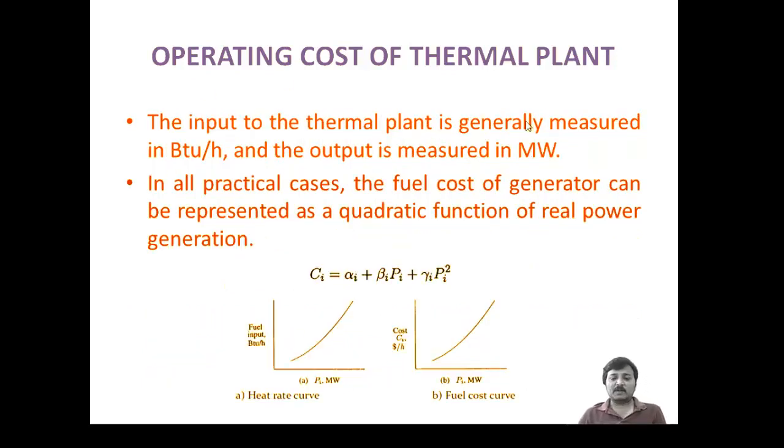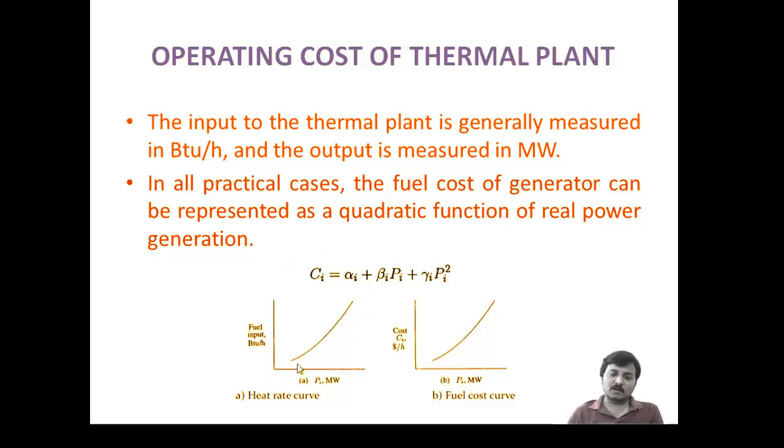So the input of a thermal plant is generally measured in British thermal units per hour, and the output is measured in megawatts. In all practical cases, the fuel cost of the generator can be represented as a quadratic function. It is a simple quadratic operation. It's not a linear function. It is a quadratic function of the real power.